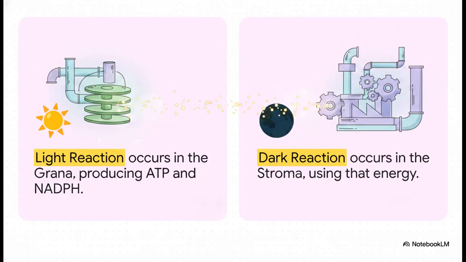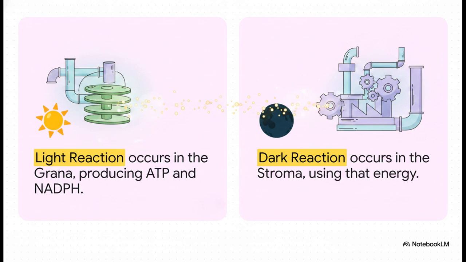First things first, we gotta clearly distinguish this from the light reaction. That one happens over in the grana, and its entire job is to create an energy power grid, specifically ATP and NADPH. But our focus today, the dark reaction, takes place in the stroma. And hey, quick side note, despite the name, the dark reaction doesn't only happen at night. It's just called that because it doesn't need direct light.